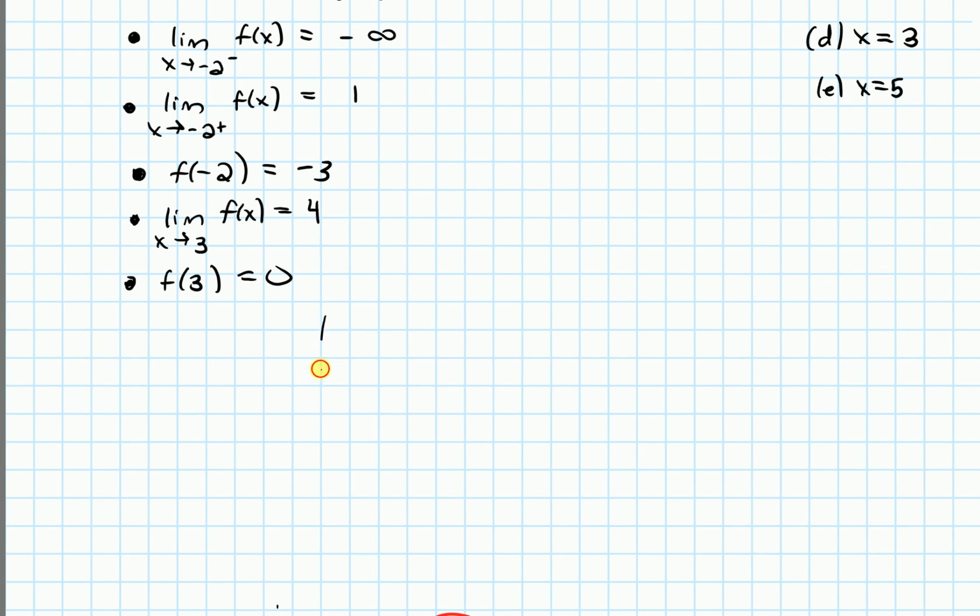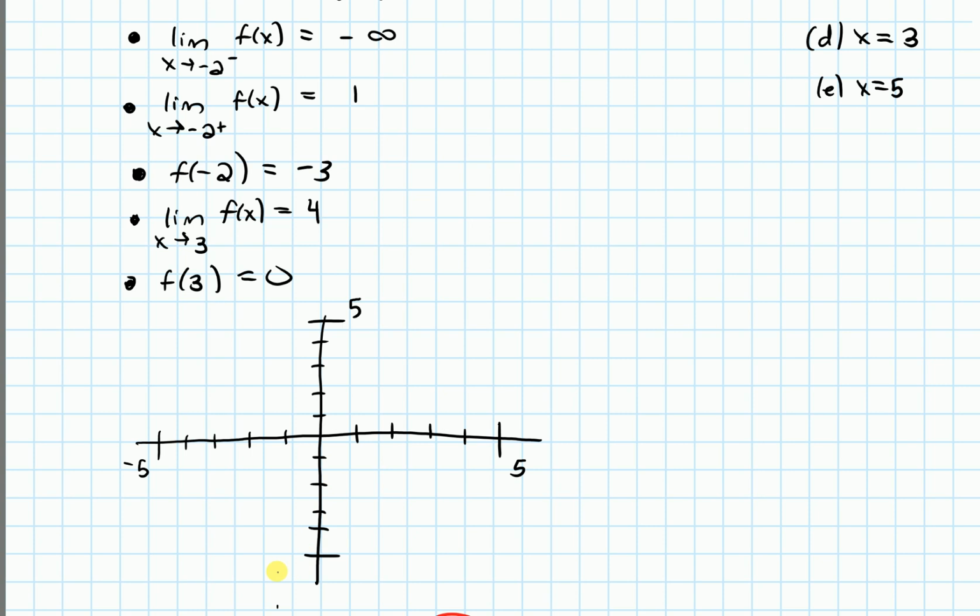Okay, so I'm going to draw some axes. Let's put some tick marks on them. So I'll go 1, 2, 3, 4, 5 in the positive x direction, -1, -2, -3, -4, -5. So that's -5. Let's go in the y direction as well. I'll go 1, 2, 3, 4, 5. Negative y direction, -1, -2, -3, -4, -5. So -5.